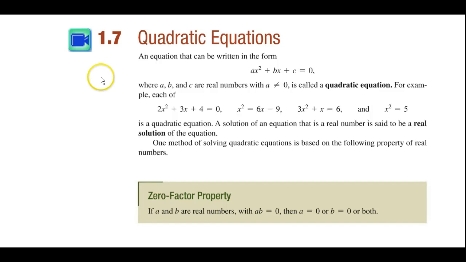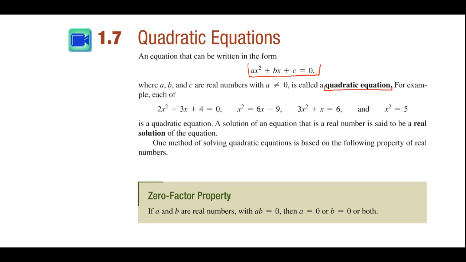In the last section of Chapter 1, Section 7, we're going to take a look at quadratic equations now. And this is something you need to be familiar with. This is the standard form of the quadratic equation, where a is the numerical coefficient of x squared, b the numerical coefficient of x, and c is usually a constant, and it equals 0.